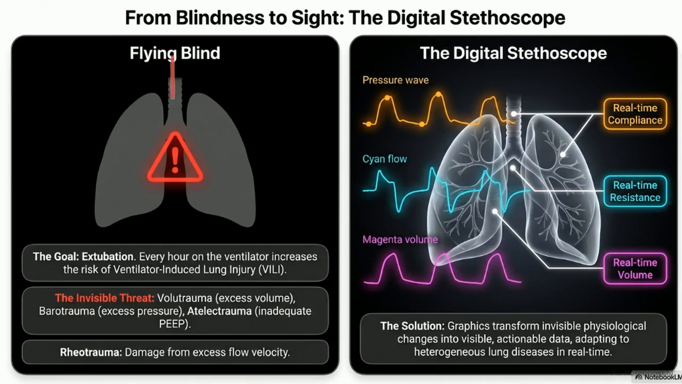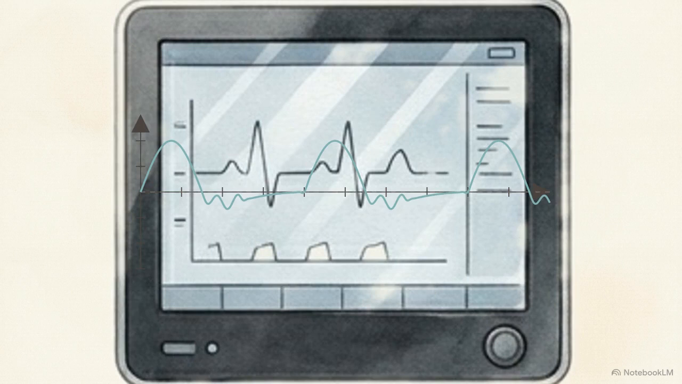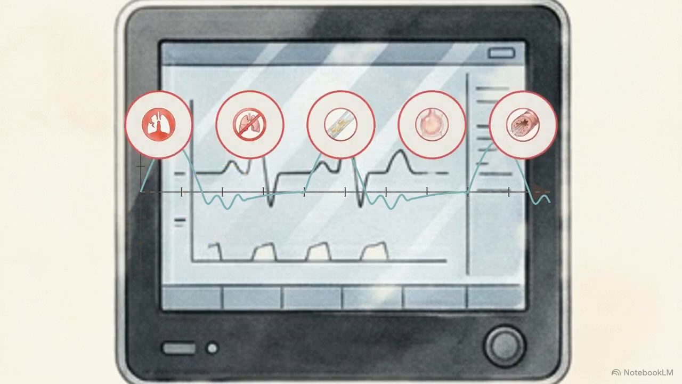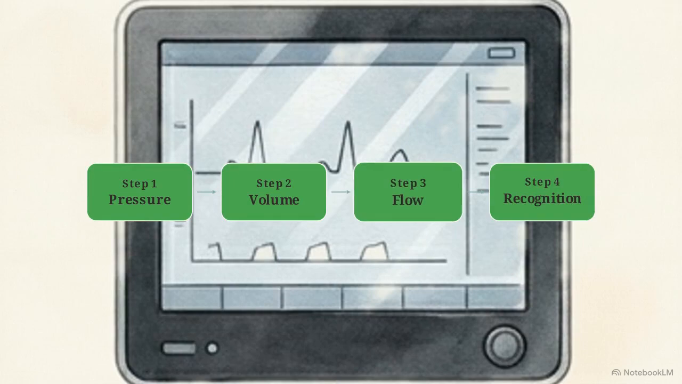On the left, relying only on a physical stethoscope masks the exact pressure levels reaching the lungs. On the right, these illuminated waveforms translate internal lung mechanics into actionable, visible data. Over the next 6 minutes, we will break down exactly how to read these waveforms. We will identify the visual signatures of 5 life-threatening pathologies and apply a 4-step algorithm to troubleshoot a crashing patient.